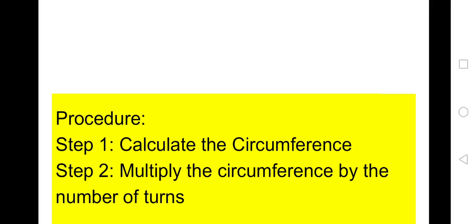Now, in order for you to be able to arrive at that answer, you need to observe two procedures. The first step is to calculate the circumference of that circular object, maybe a wheel or a tire, and then you multiply the circumference by the given number of turns.